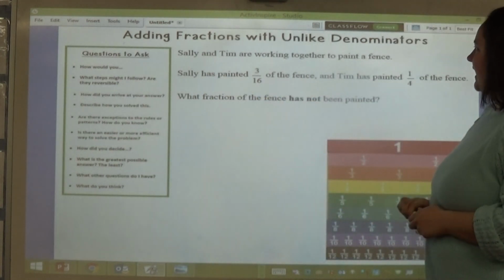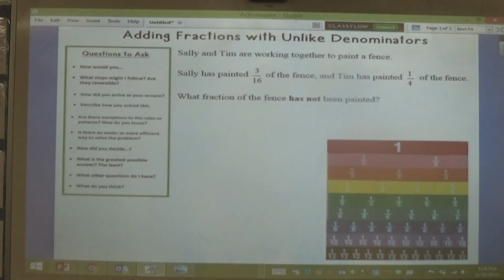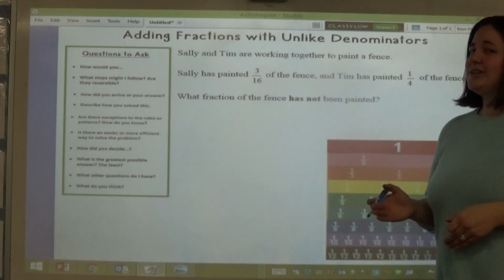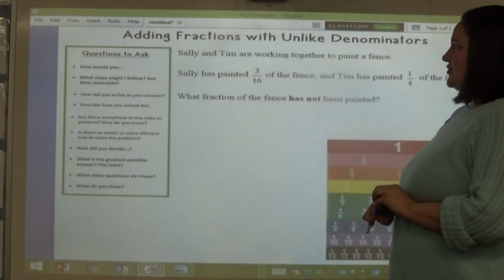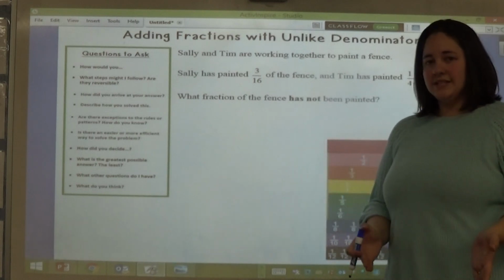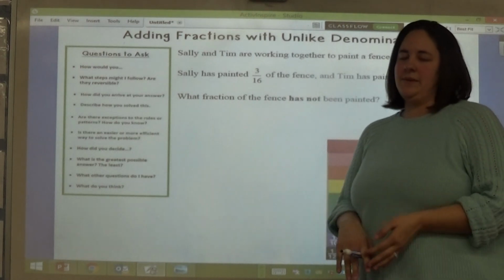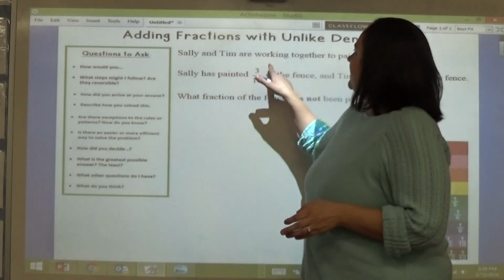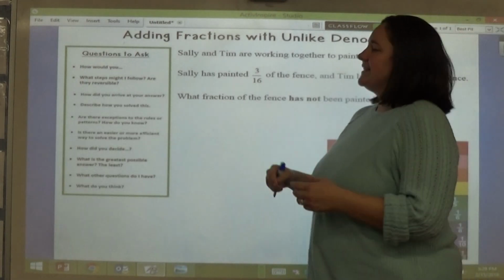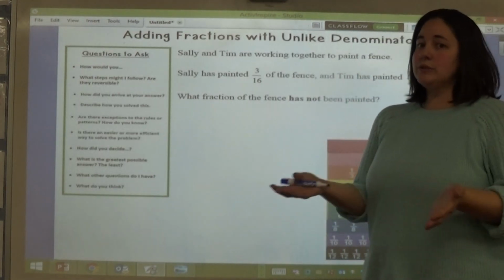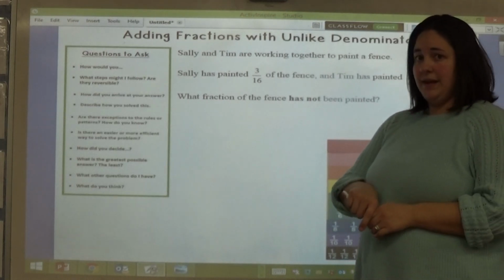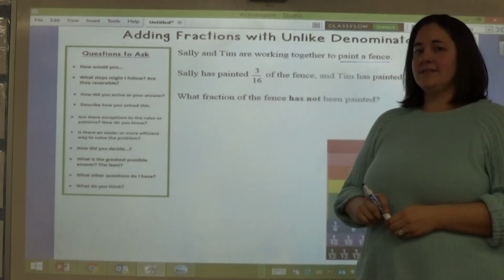Sally and Tim are working together to paint a fence. Sally has painted 3/16 of the fence, and Tim has painted 1/4 of the fence. What fraction of the fence has not been painted? So this question has a lot of information in it. With the students, I would go sentence by sentence in the question and determine what information is important, what information is not important. So Sally and Tim are working together to paint a fence. That's nice and all, but it doesn't really matter who's painting the fence. We just need to know that the fence is being painted. So they're painting a fence.